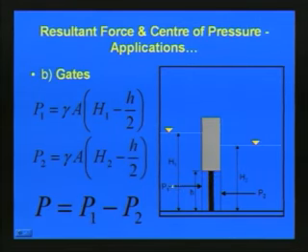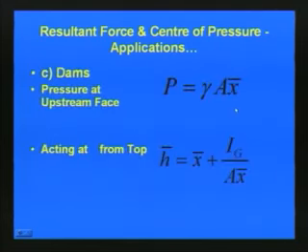So P1, what is effectively acting on the gate, is equal to gamma A into H1 minus H by 2, and the force acting from the downstream side, P2, is obtained as gamma A into H2 minus H by 2. So the effective force acting on the gate is P is equal to P1 minus P2. This is the case of a sluice gate, and the next case is if you want to determine the resultant force and center of pressure as far as a dam is concerned.